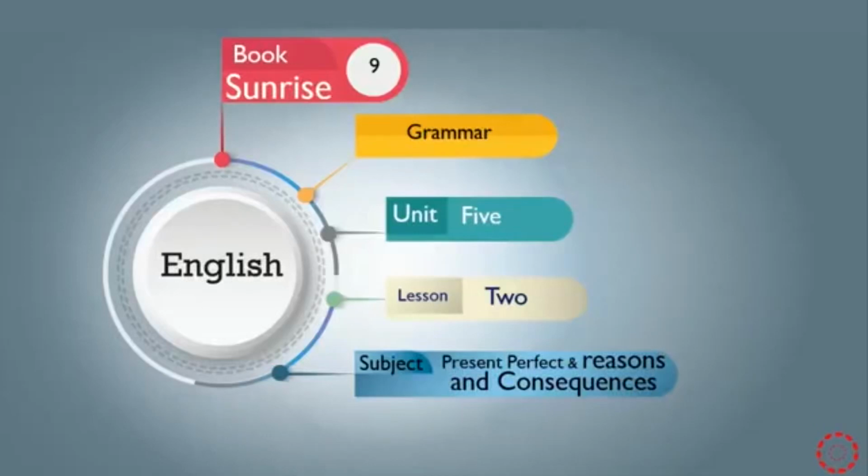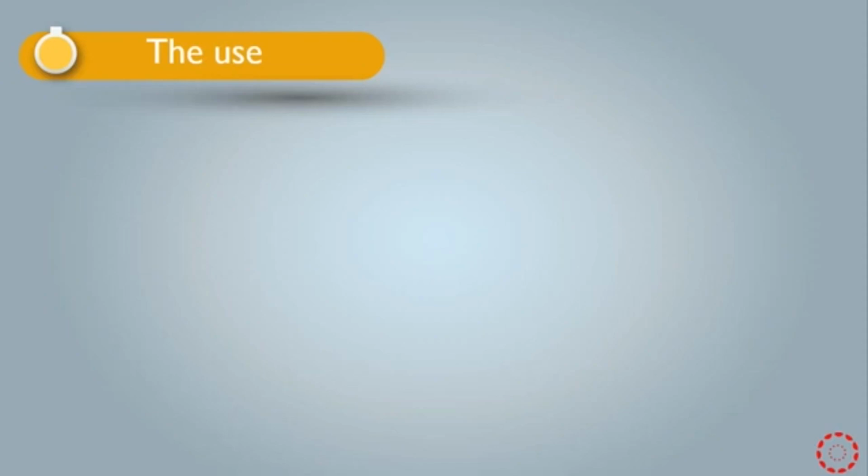Hello dear student, in Unit 5 Lesson 2 I'm going to talk about present perfect, reason and consequences. First of all, I'm going to talk about present perfect and what is the meaning of present perfect and what is the rule of present perfect. The use of present perfect.